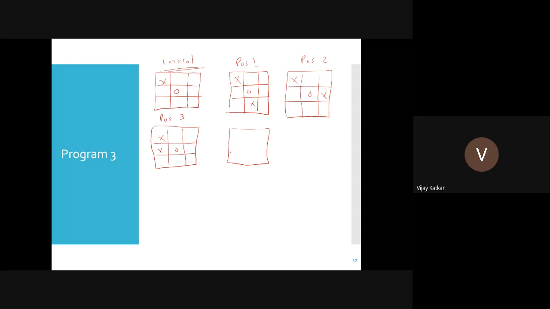Similarly, it can go here. This is, let's say, possibility 4 for the next move, and so on. So there are n number of possibilities. But which is the most favorable possibility? Based on that, it can give some points, like 1 point here, and you can call it 2 points or something like this.